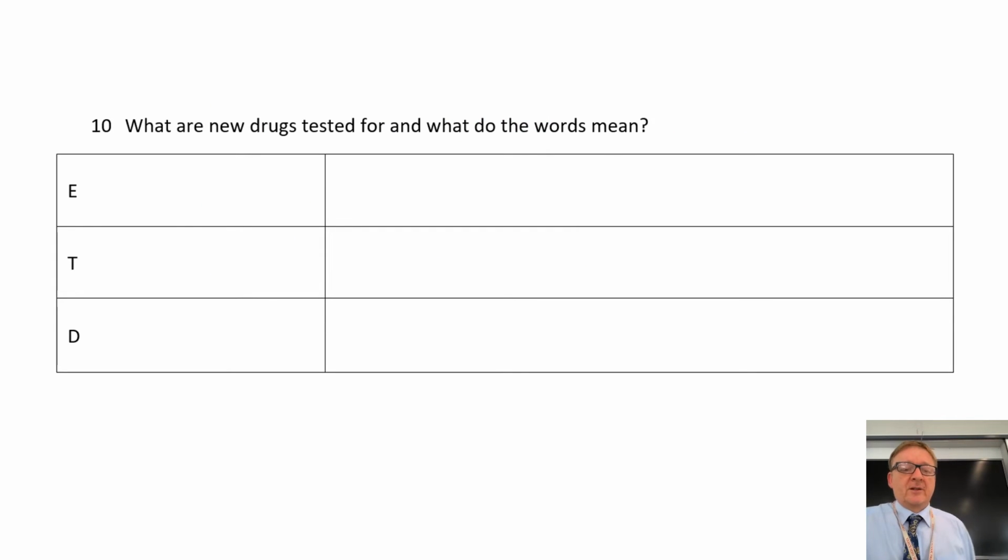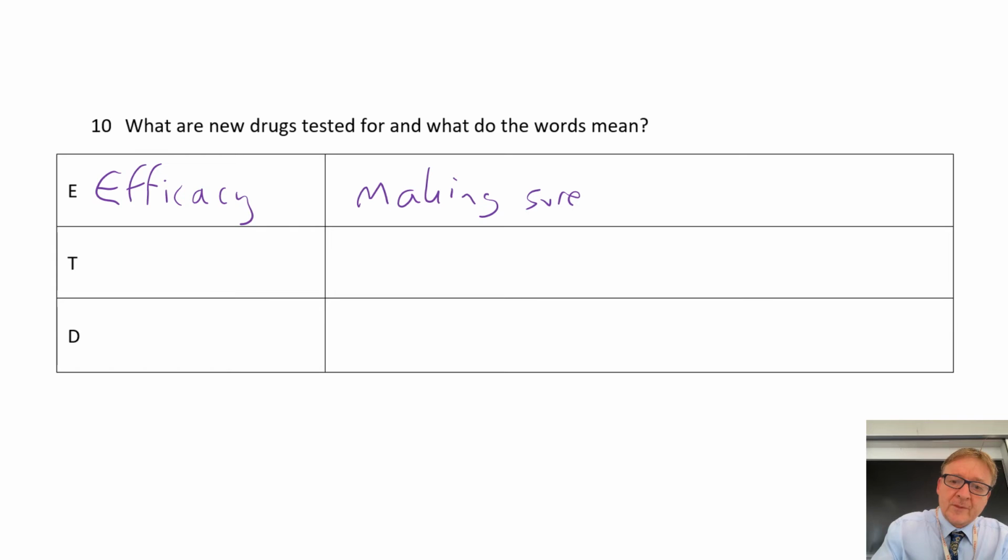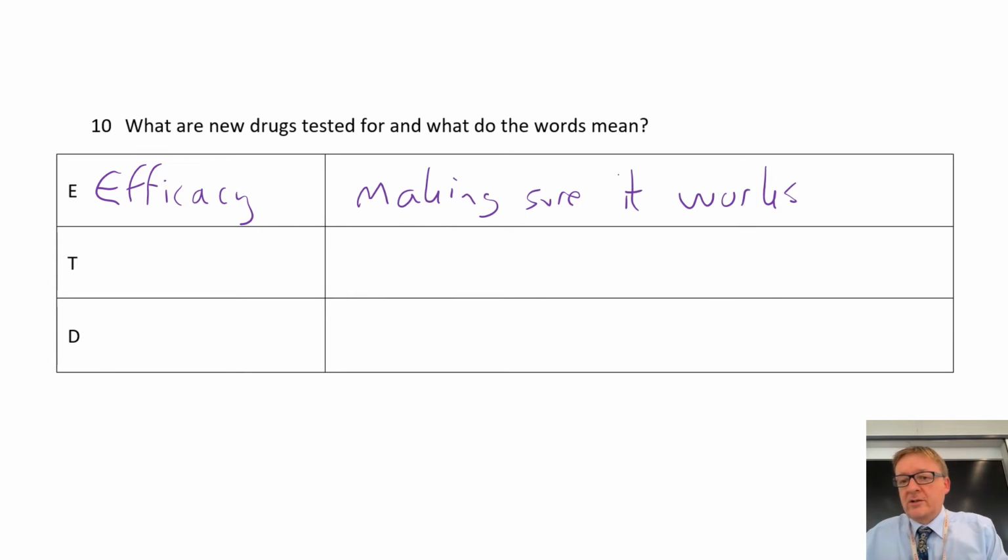Question number 10, and then we're talking about drugs, so what are new drugs tested for and what do the words mean? So first one is, with an F, efficacy. Efficacy is making sure it works. All right, so you create a drug that is designed to get rid of cancer, but then it doesn't do it. Then what you've got is the efficacy is not good enough. So efficacy is making sure the actual drug works.